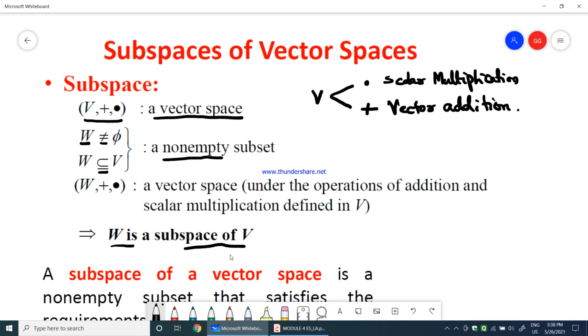So here V is a vector space which we have considered. Now let us consider W, a non-empty subset of V. If W is also covered under the operations of vector addition and scalar multiplication, then we can easily say that W is also a subspace of V.